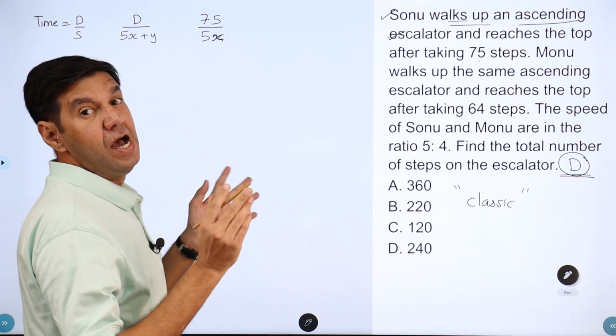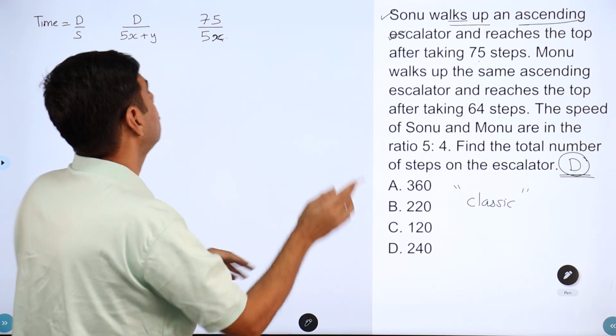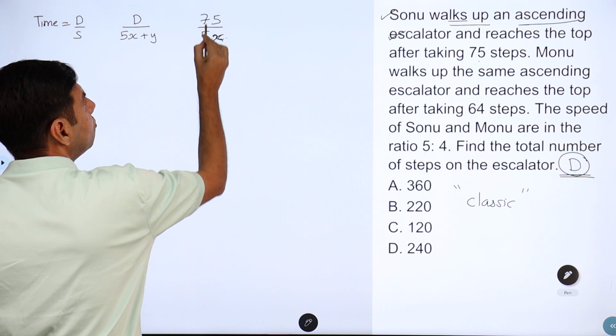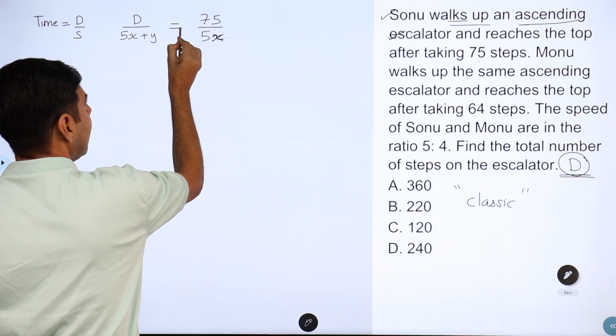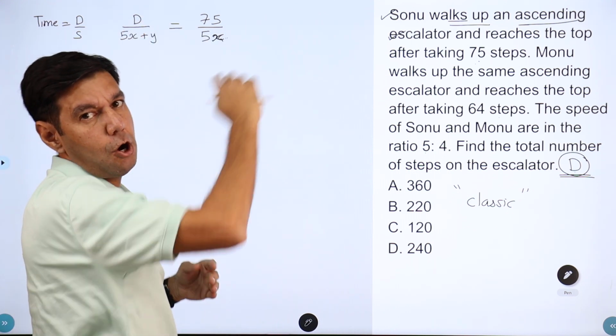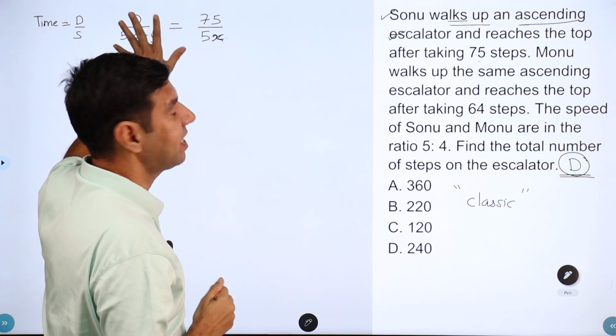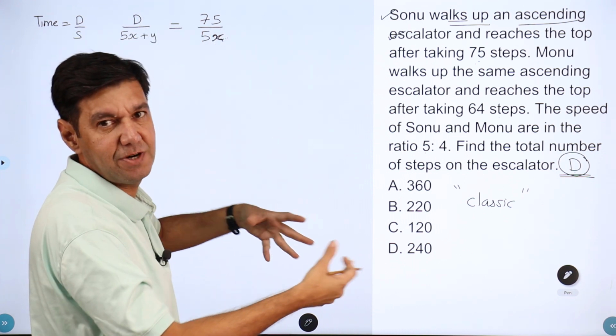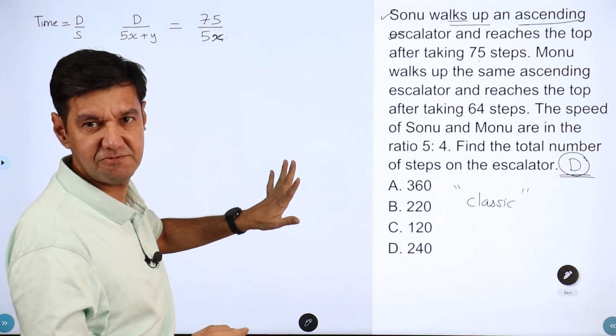And the only funda of escalators over here is that the time in which Sonu covers 75 steps is the same as the time taken to reach the top. This is the insight that we are bringing from our end, and this is what makes the question tough.